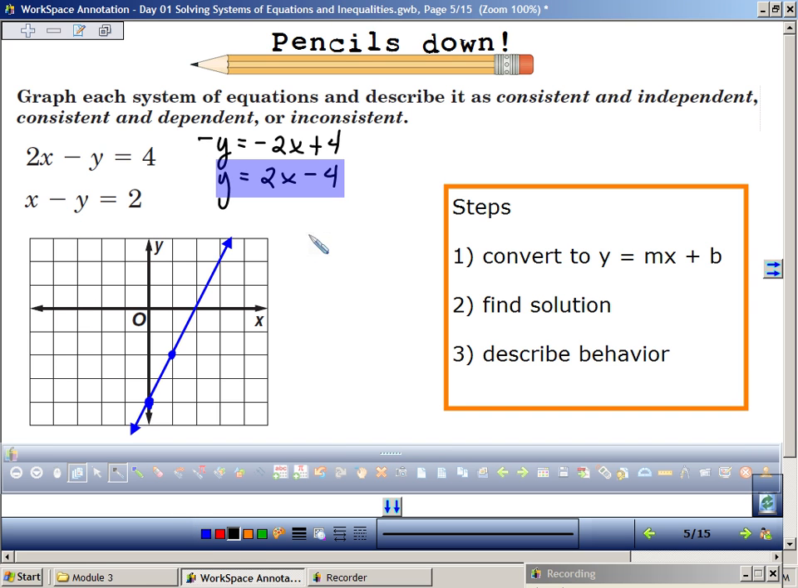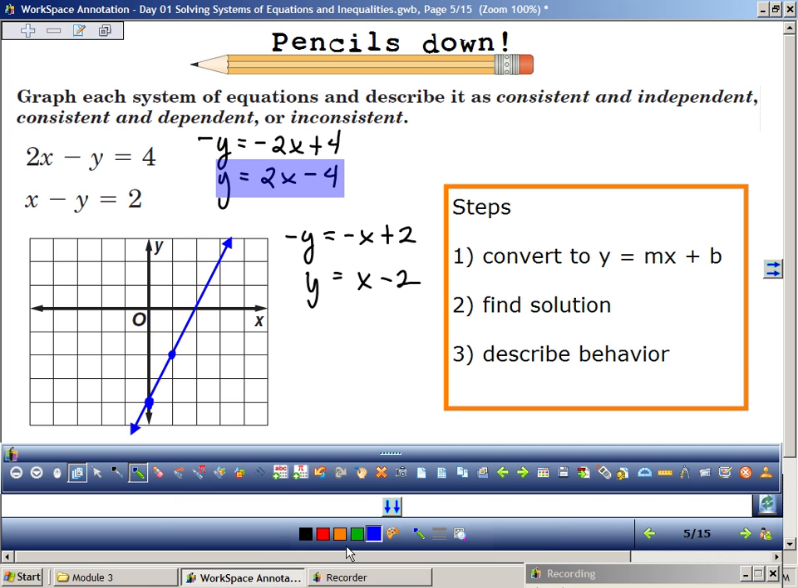Alright, let's do the second one. x minus y equals 2. How would I change that one? Negative y equals negative x plus 2. Good guys. And then opposite? y equals x minus 2. Make that one green. Of course. This is smaller. Green sounds good.